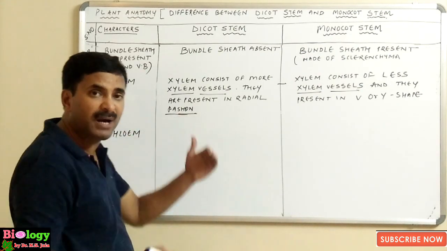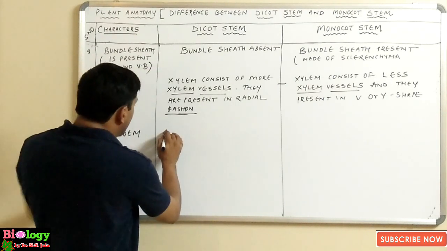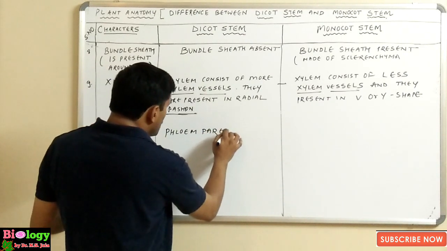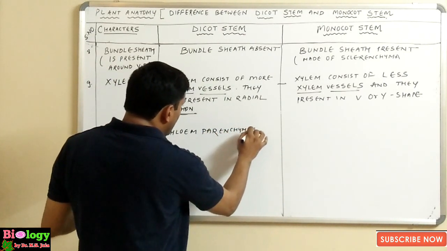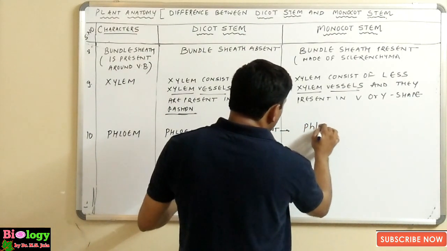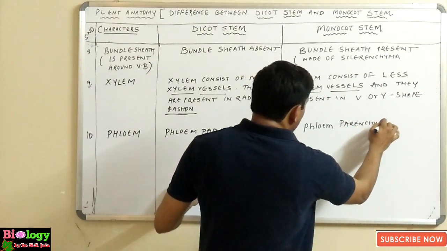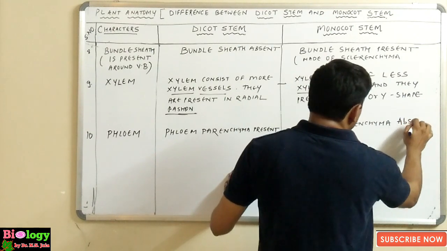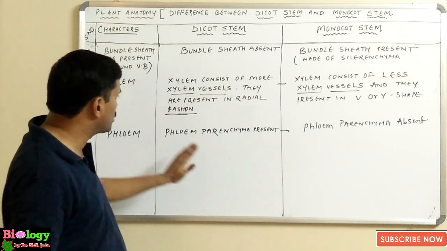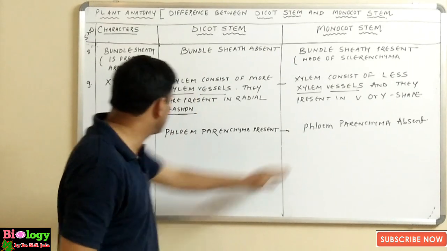Okay, 10th one, phloem. As we know very well, xylem and phloem are found in the vascular bundles. That's why we are discussing phloem. So in the case of the dicot stem, phloem consists of phloem parenchyma. So we can say that phloem parenchyma is present, while here the phloem is devoid of phloem parenchyma, means altogether phloem parenchyma is absent. The monocot phloem consists of what? The phloem parenchyma. So here the phloem parenchyma is present and here the phloem parenchyma is absent.